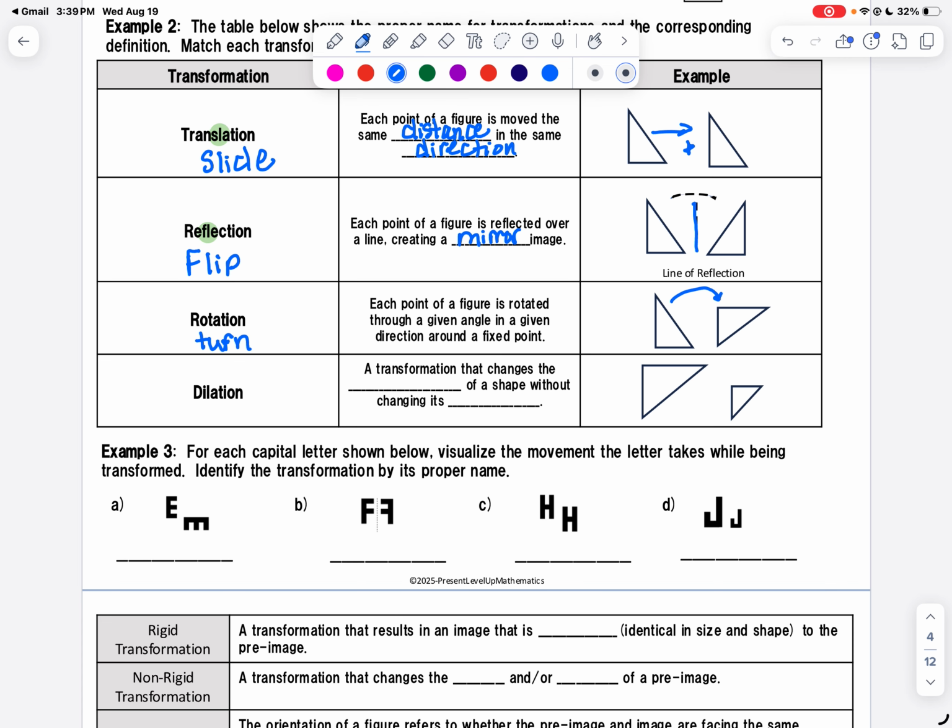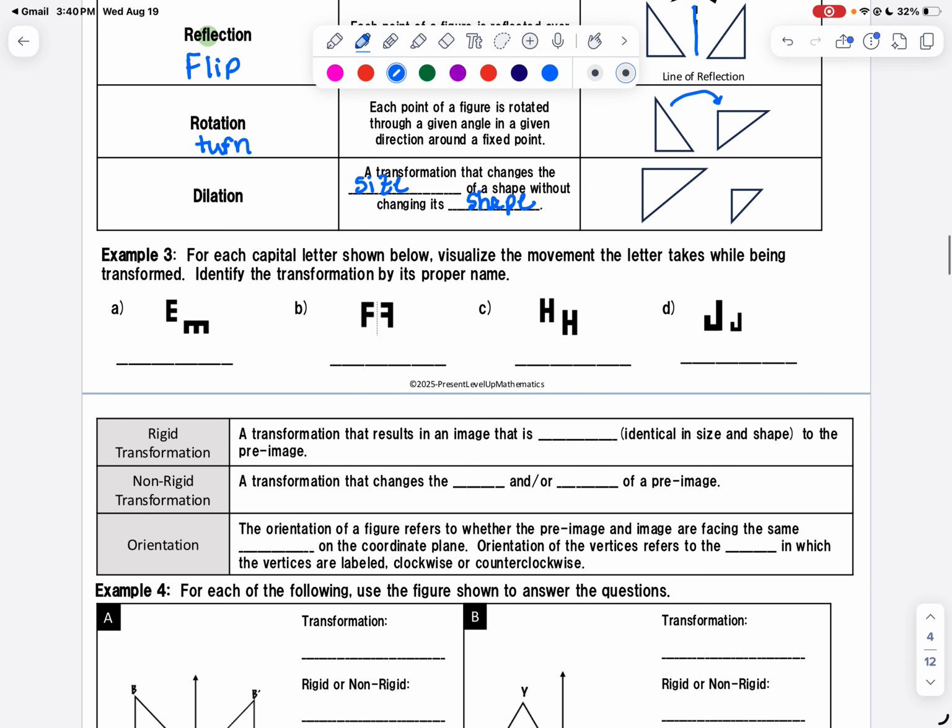Dilation. Now, a dilation is a transformation that changes the size of the shape without changing its shape. And in a dilation, your figure can get bigger, which is an enlargement, or it can get smaller, which is a reduction. Either way, that's a dilation. A dilation occurs whenever there's a transformation of the size.